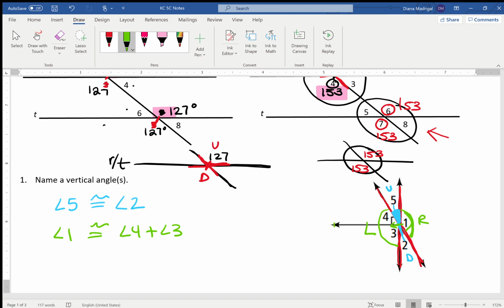Again, we did not use this line, so pretend like it is not here. We only use the lines in red because vertical angles are only made with intersecting lines. Intersecting lines are the ones in red. We have the left side, the right side, the upper side, and the down side. Up goes with down, that's why angle 5 is congruent to angle 2. And left goes with right, that's why we have angle 1. But don't forget that for the left side, we need to add those two angles together, not just one, we need both of them. So these are examples of vertical angles.